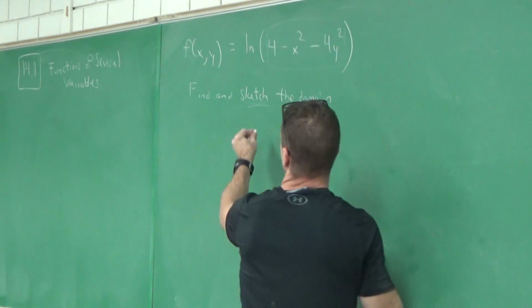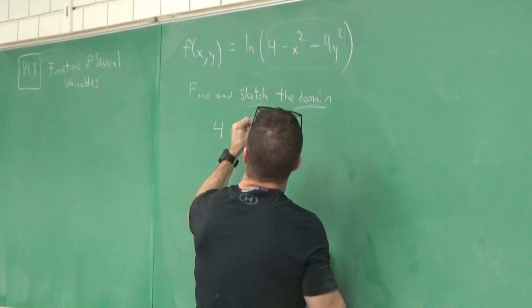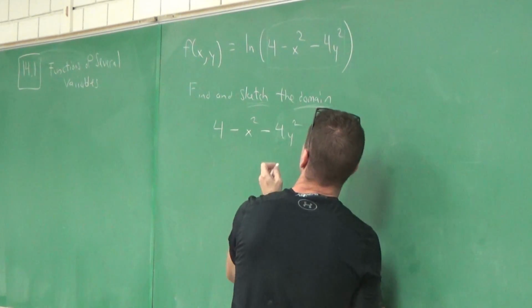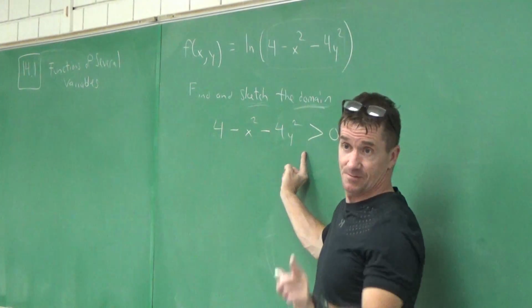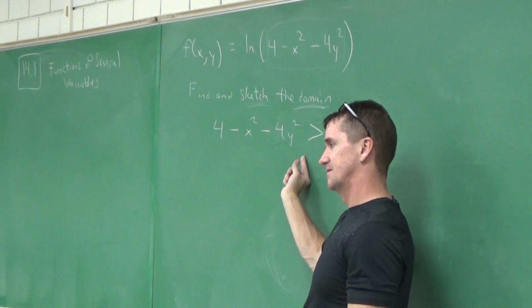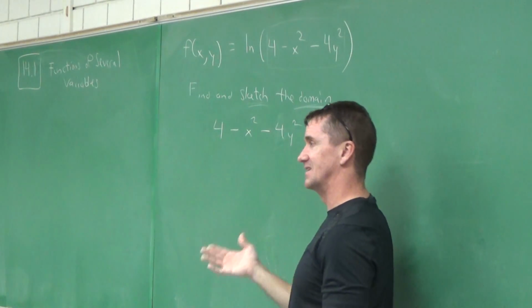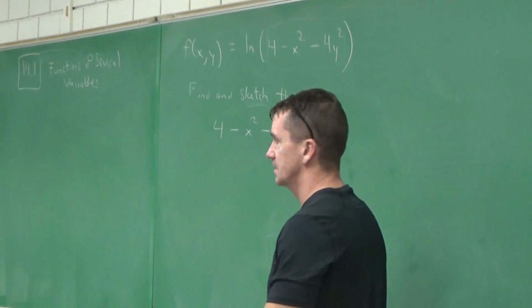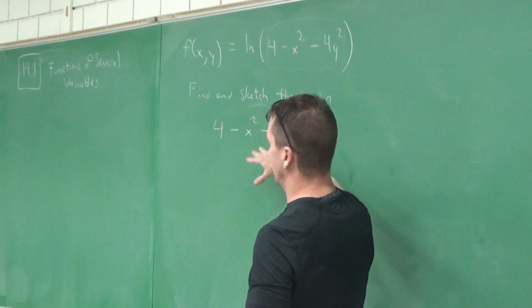So this is what I'm going to write. For my domain, I'm first going to find it. I'll start with this. 4 minus x squared minus 4y squared must be greater than 0. I'm not putting an equal sign in because of what we just discussed. But if that was a square root here, you could have put an equal sign. I just wanted to show that to you so you go, oh, a problem with the square root there would be quite similar. Okay, there's my domain.